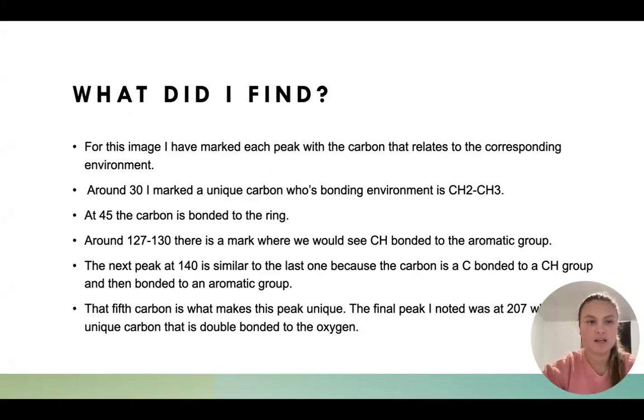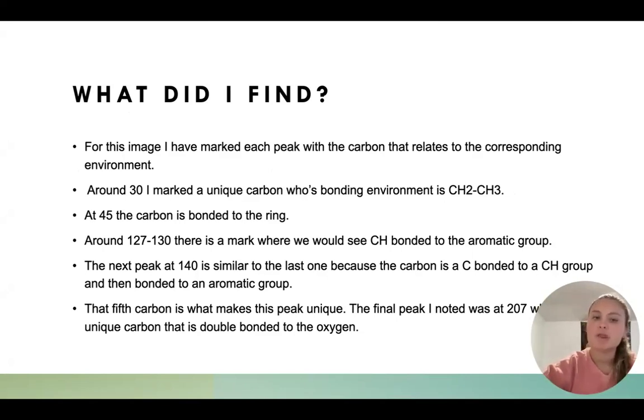So what did I find? For this image, I marked each peak with the carbon that relates to the corresponding environment. Around 30, I marked a unique carbon whose bonding environment looks like a CH2 bonded to a methyl group. At 45, the carbon is bonded directly to the ring.